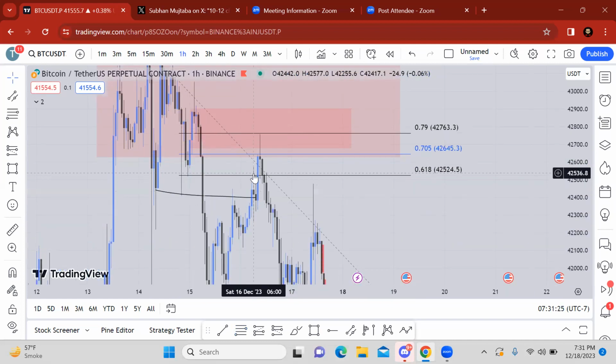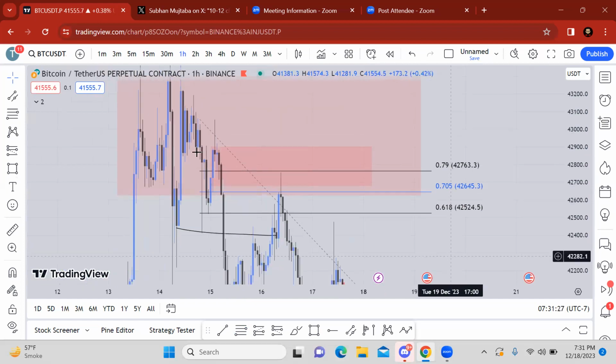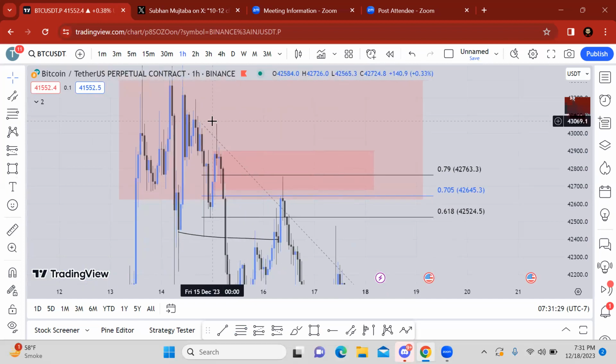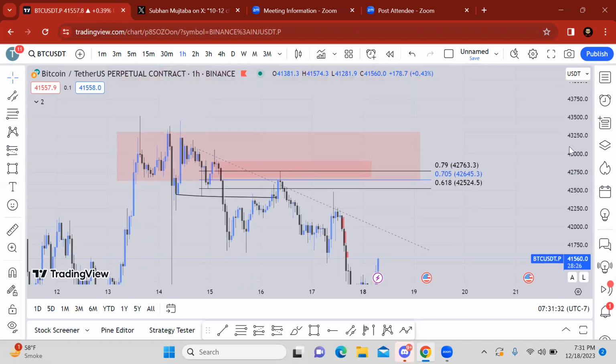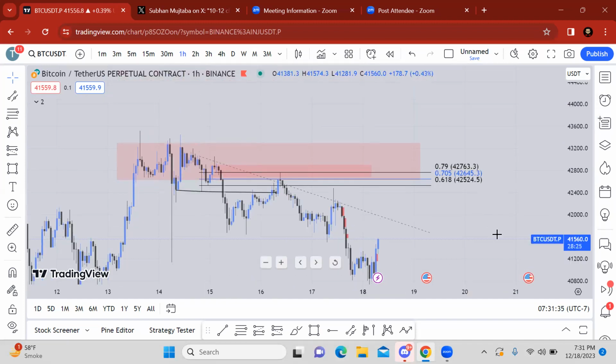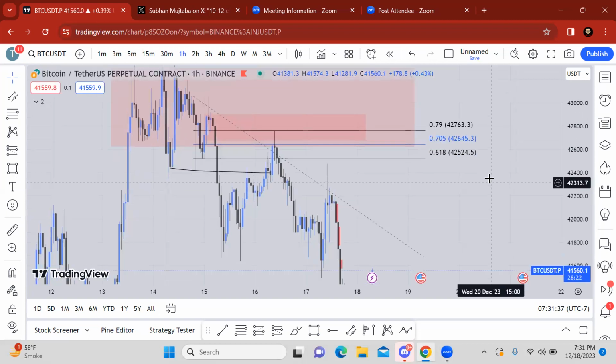Entry first level rejected, then second level rejected. Your stop is above here, above the order block. What is your target? Your target is this low. So now look at the RR ratio here.